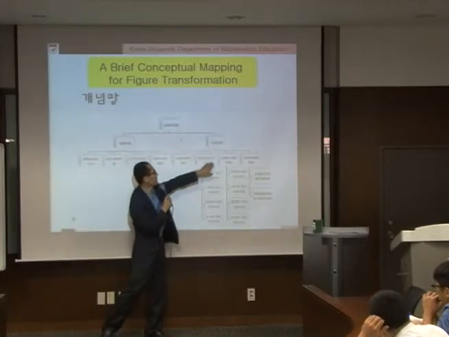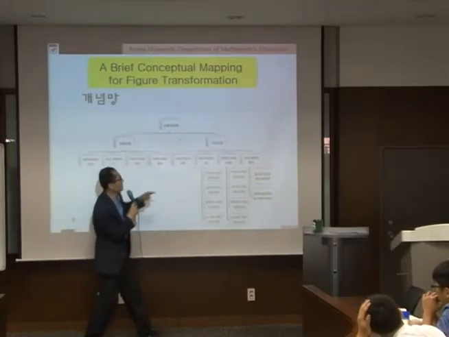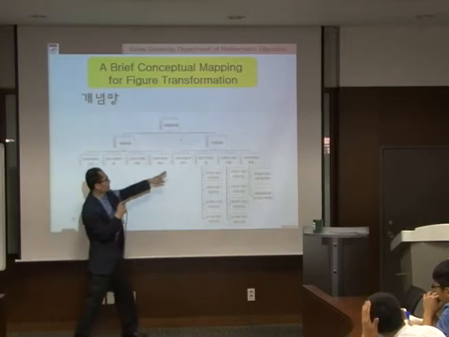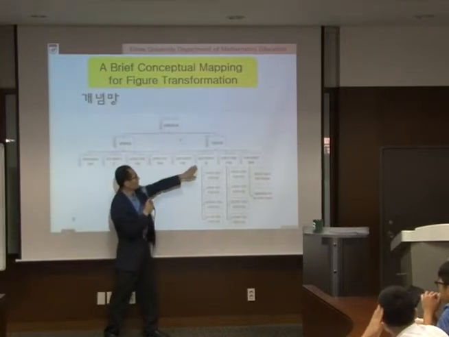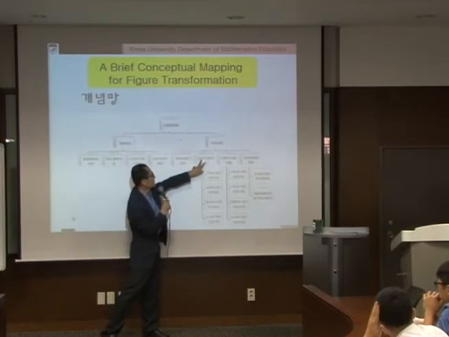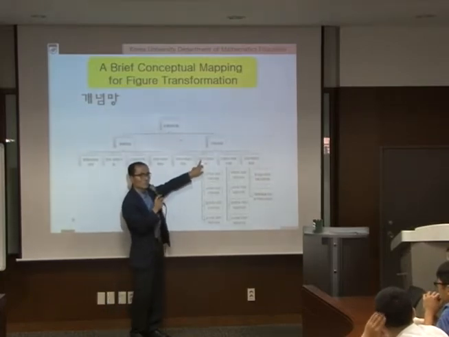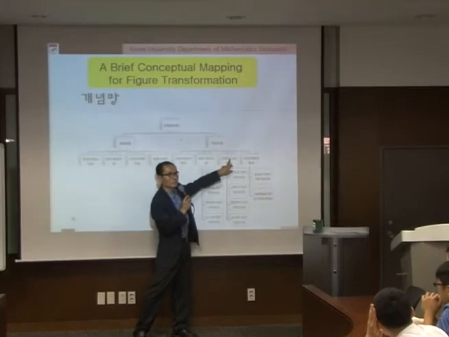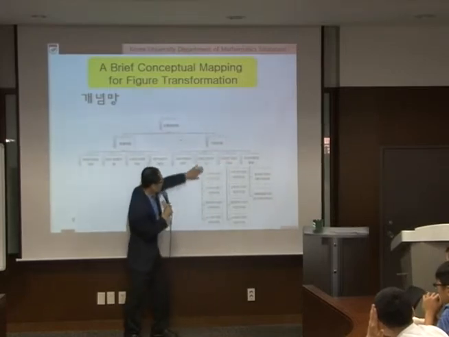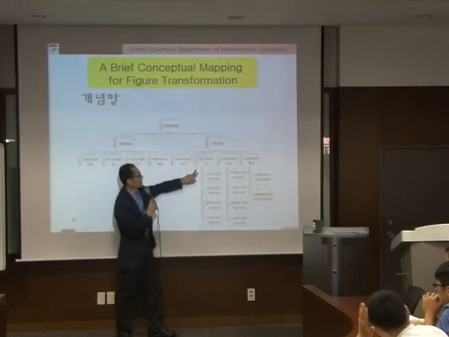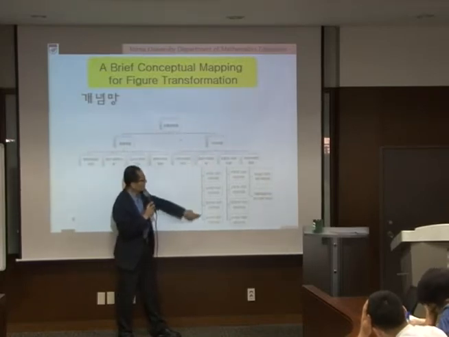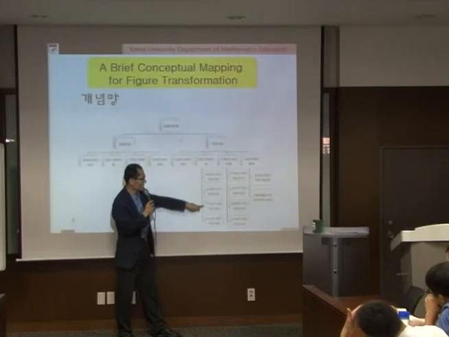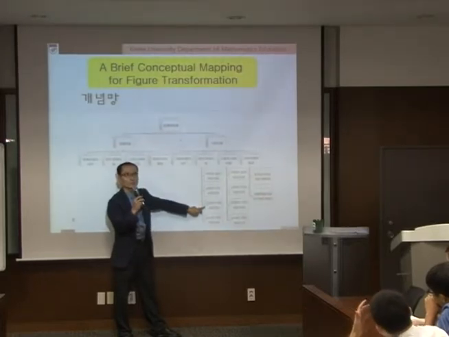Also, 대칭 이동, there are different topics, right? What about the meaning of reflection, right? 대칭 이동. Similarly, what about point? What about figure? Right? And then under the point reflection, right? You can think of x-axis, y-axis. What about origin? Right?